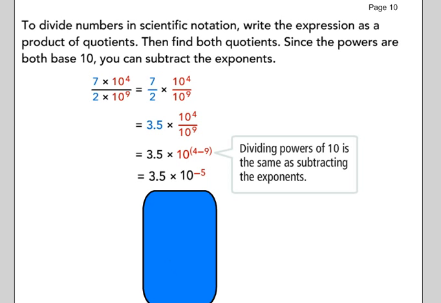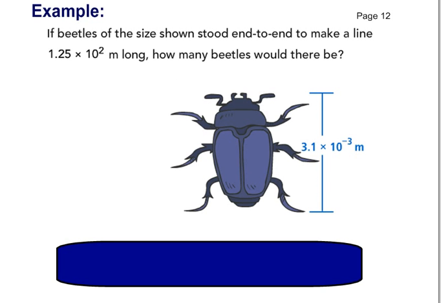We have one last question, which deals with beetles. If beetles of the size shown stood end to end, kind of like the dust mites, to make a line 1.25 times 10 to the 2nd power meters long, how many beetles would there be? They show you one beetle. They show you the size of it, 3.1 times 10 to the -3 power. Take 30 seconds, set this up, and see if you can come up with how many beetles would have to be there.